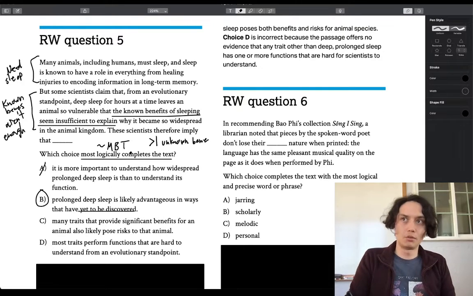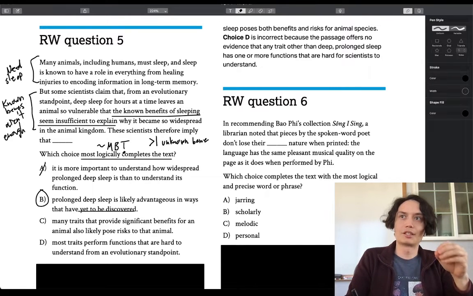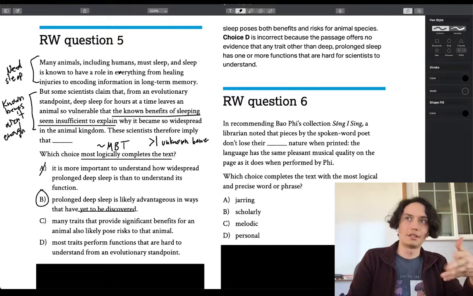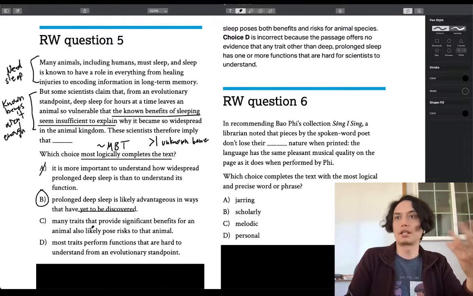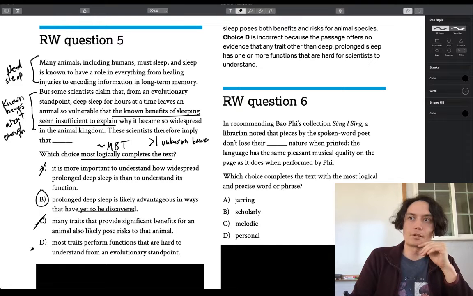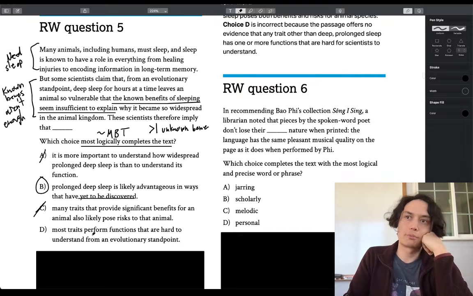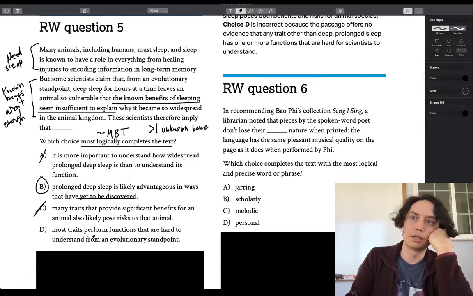It just doesn't match what our job is in this question, which is to logically complete the text. And again, this is LSAT framing that apparently I'm going to need to teach now. What this means is we need to come up with a statement that is technically true inside of the logic of this thing, not something that captures the core vibe of what is going on here. Okay. Most traits, this most is already too strong. Most traits perform functions that are hard to understand from an evolutionary standpoint. This is too strong.